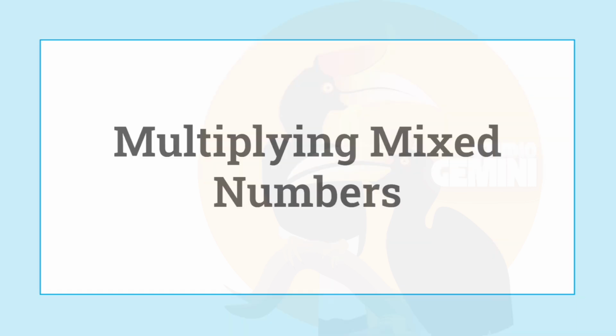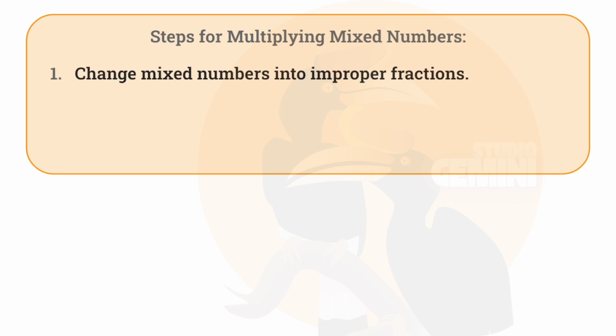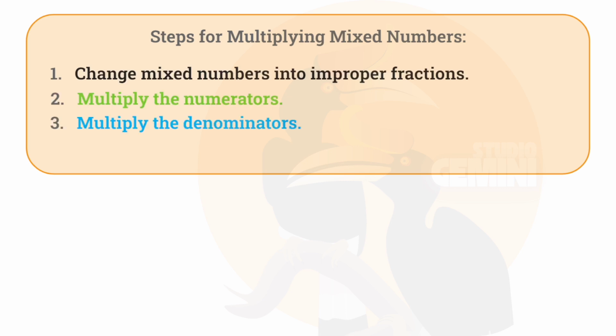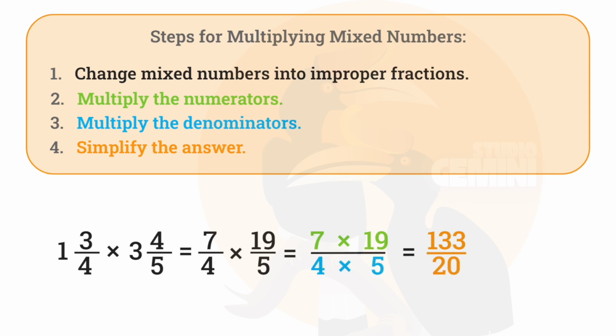How about multiplying with mixed numbers? First, you'll want to change your mixed numbers into improper fractions. Then follow the same rules as multiplying two fractions, simplifying if needed. Here's an example. 1 3/4 times 3 4/5. Rewriting the problem with improper fractions gives us 7/4 times 19/5. Now we can multiply. 7 times 19 equals 133, and 4 times 5 equals 20. The product is 133 over 20, which when changed into a mixed number is 6 13/20 in simplest form.